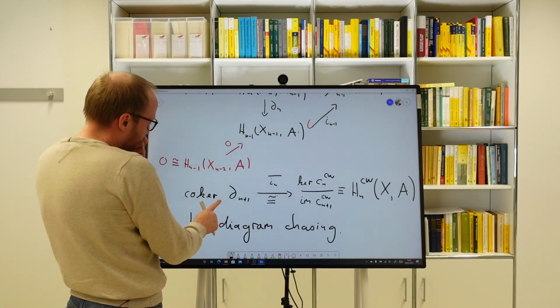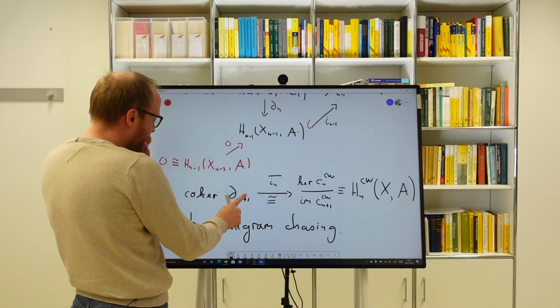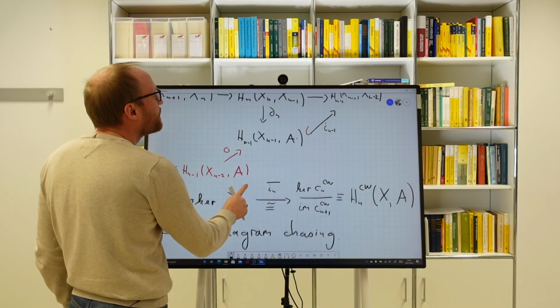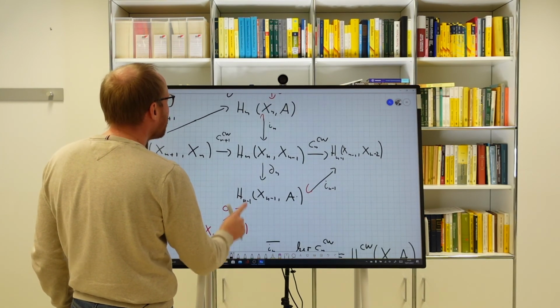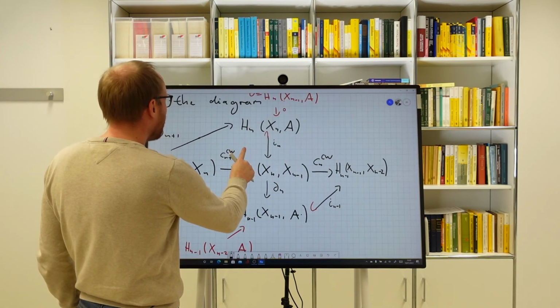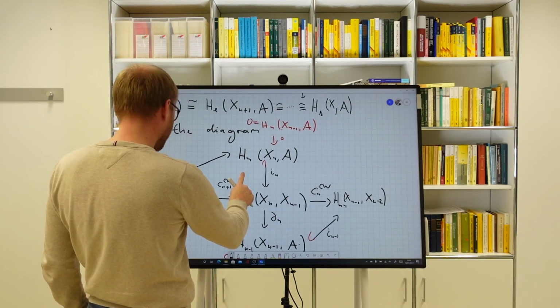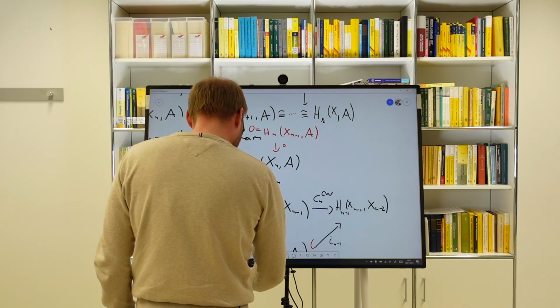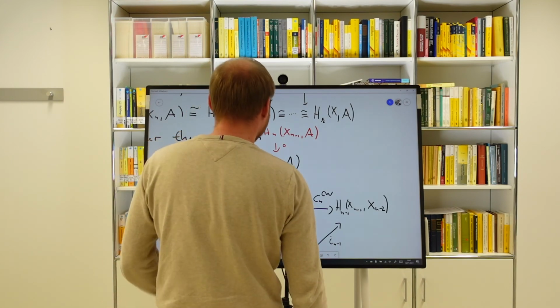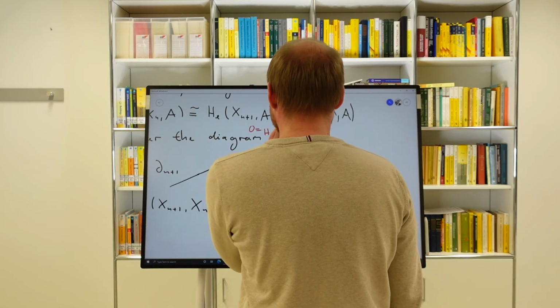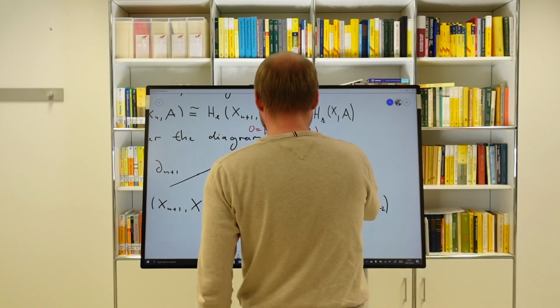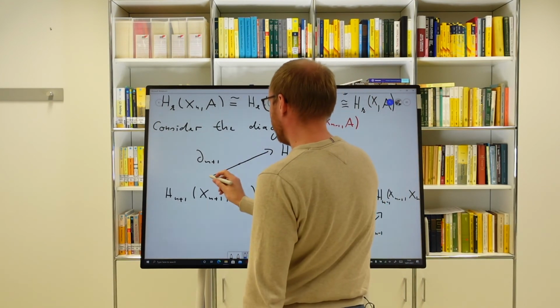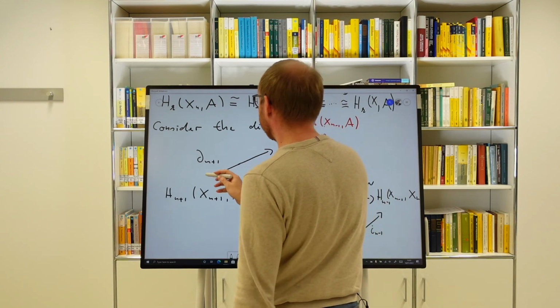Okay, so why is now the co-kernel of Dn plus 1 the nth homology of x comma a? That's the question that remains. And to answer that question, I still need to get back to the diagram and add a little bit of information up here, because what I haven't considered yet is this portion of the diagram. So we really use all the exact sequences appearing here.